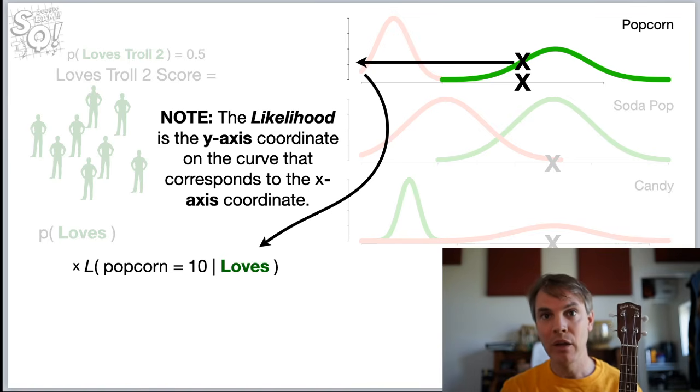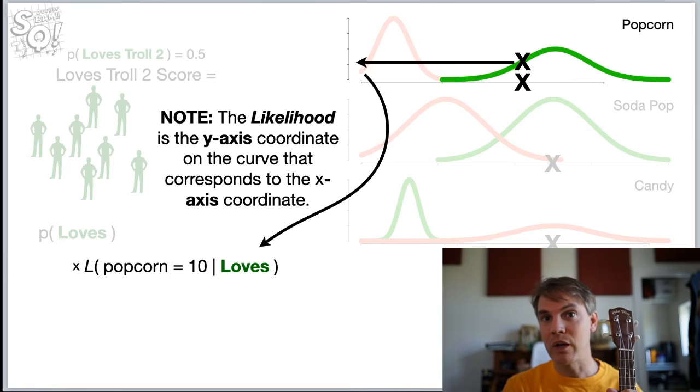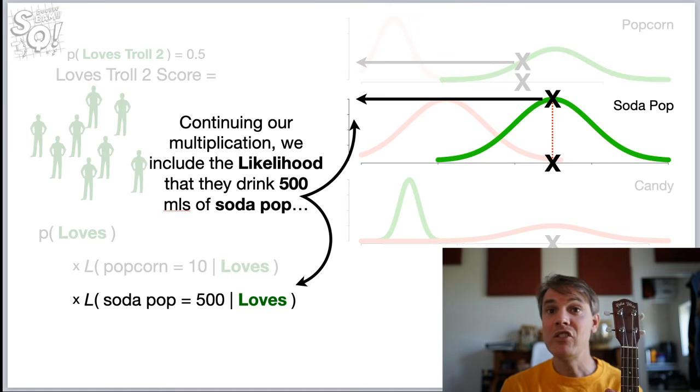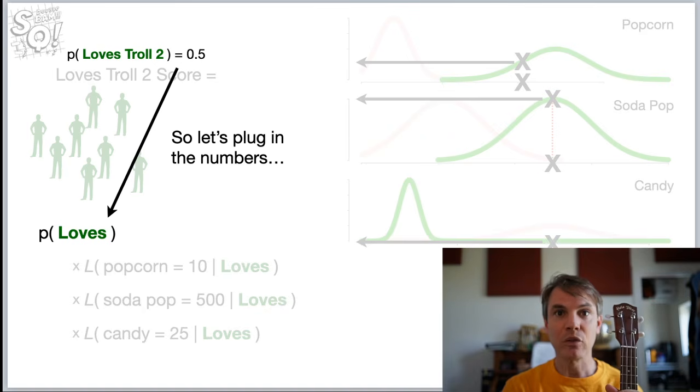That's the likelihood. And if this is kind of confusing, or you're saying, hey, why isn't that a probability? There is a StatQuest. This is a blatant self-promotion right here. There is a StatQuest that explains the difference between likelihood and probability. So check that one out. It's subtle but useful in times like these when you need to know what a likelihood is. All right, continuing our multiplication, we include the likelihood that they drink 500 milliliters of soda pop times the likelihood that they eat 24 grams of candy. So let's plug in the numbers.